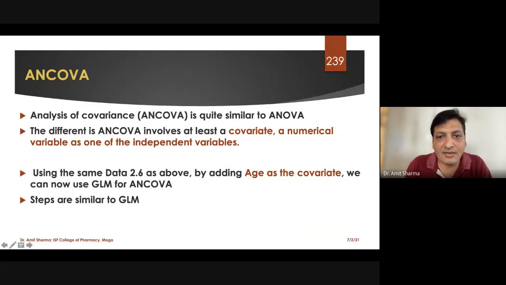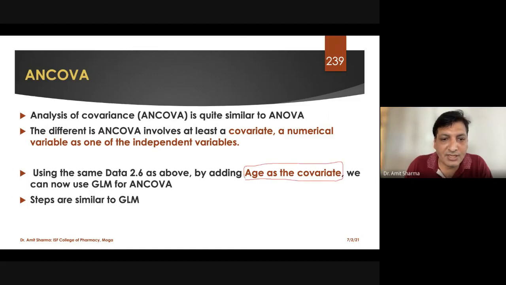In the last two slides, I have discussed the difference between ANOVA and ANCOVA. Analysis of covariance, which we are going to study, is quite similar to ANOVA. But as I have already discussed, we are concerned about the independent variable, and if the independent variable is given in terms of numbers, numerical order, the test changes, and that falls under the GLM. In dataset 2.6, everything remains the same, but I'm going to add a covariate to it. I'm going to add age as a covariate.